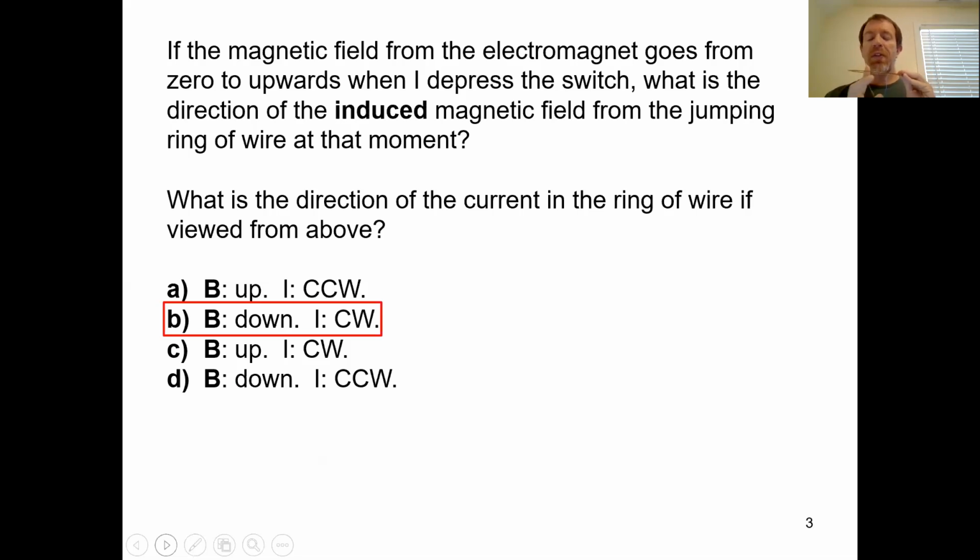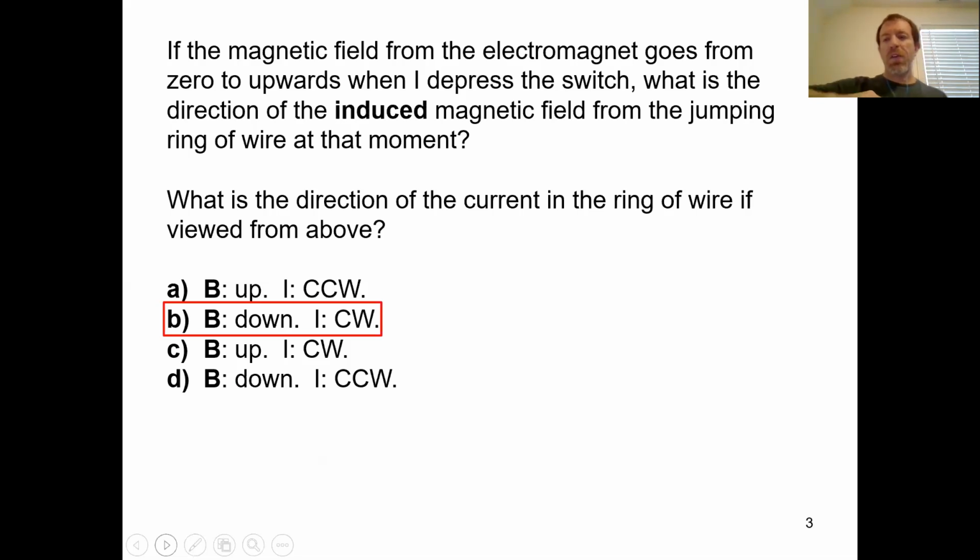So in order to cancel out that change, what does it have to do? Well, it has to set up its own magnetic field that is downwards, which is easier for me to say than do. So it goes from zero to having all kinds of field upwards. It sets up its own magnetic field that's downwards to try to compensate for that change. So the correct choice here has to be either choice B or choice D. Now, the magnetic field, we figured out, is downwards.